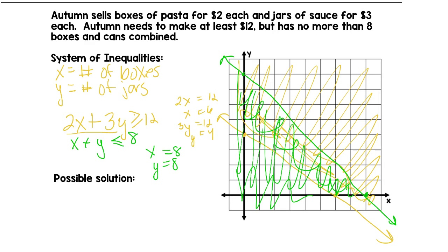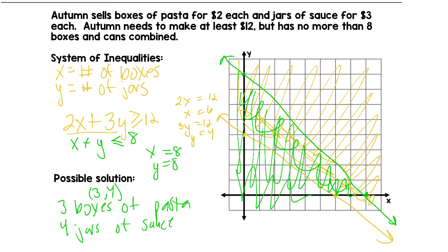So possible solution for these, how about (3, 4)? That means she has 3 boxes of pasta and 4 jars of sauce. You add those together and they're less than 8, and the cost is going to be more than $12.